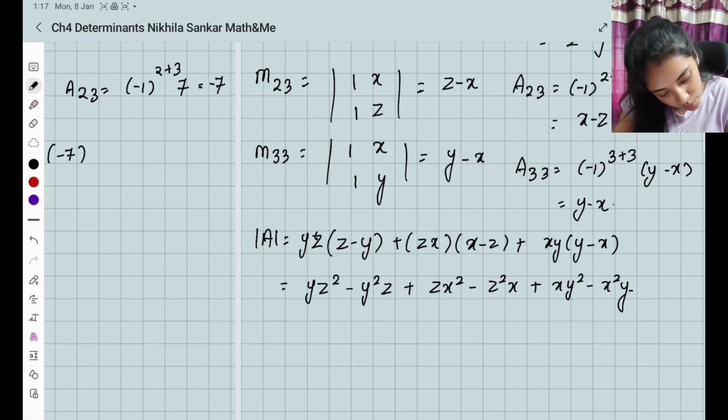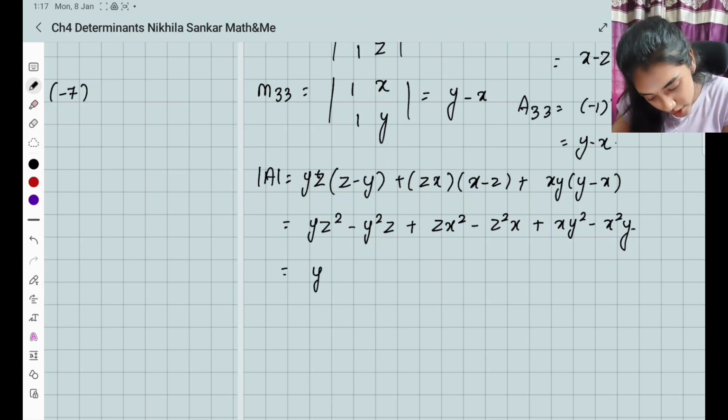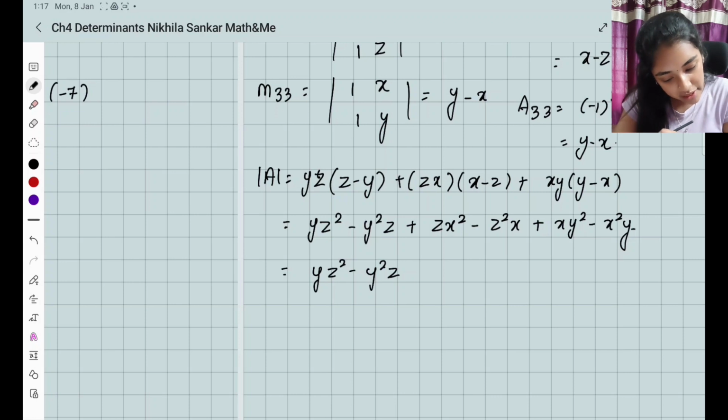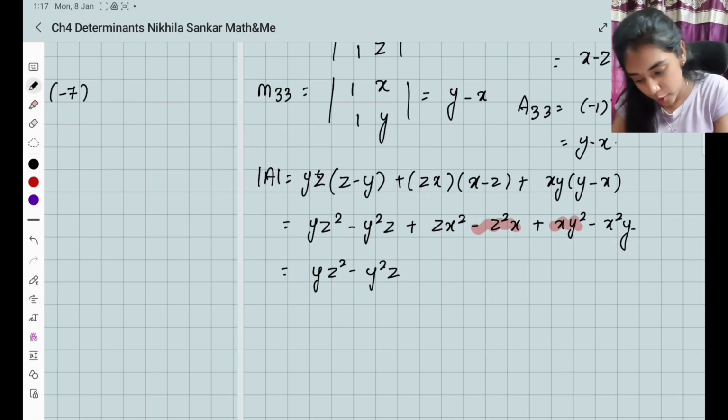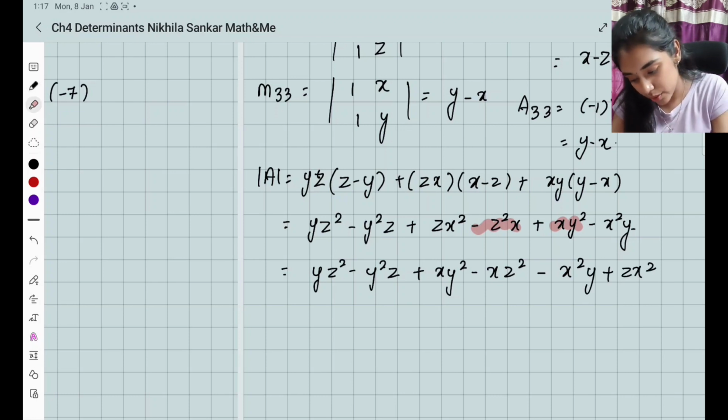minus x square y. Okay, now let's see which terms we can club. So first term I'm going to keep it like that: yz square minus y square z. Now I'll try to club the x terms together. So is there an x here? Here I have an x and here I have an x. Okay, so I'm going to club those two terms. So I have plus xy square minus xz square. Then the last term is going to be minus x square y plus zx square, whatever is left out.